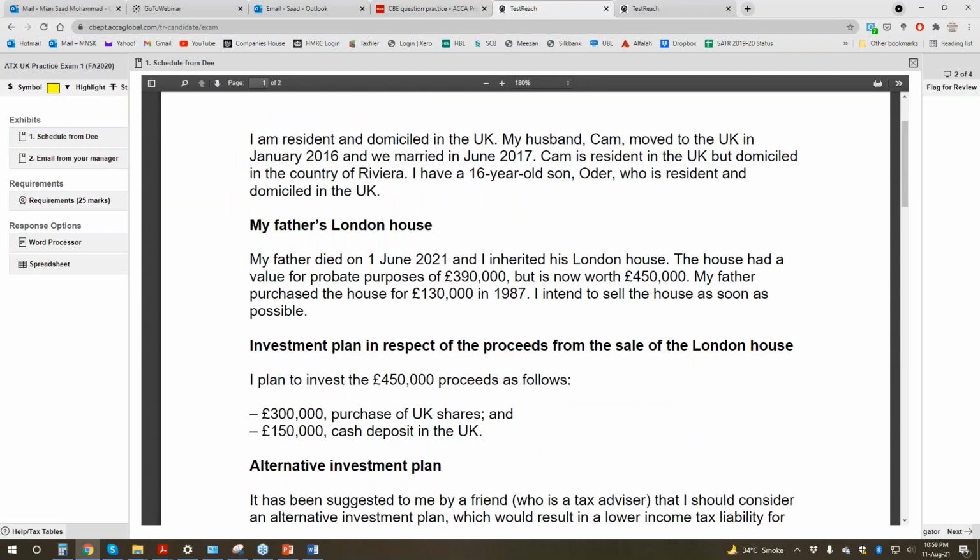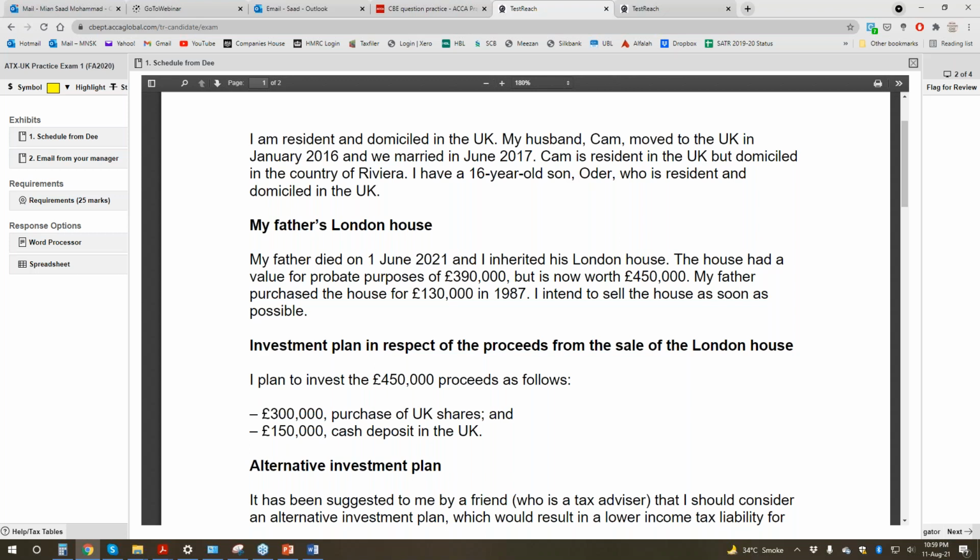I am resident and domiciled in the UK. My husband Cam. Fine. So D and Cam are husband and wife. Cam moved to the UK in January and we were married in June 2017. So whatever she's trying to do, gift or transfer, she is doing it with her husband. So I have to keep the tax implications with the wife in my mind as far as the IHT is concerned and the income tax is concerned.